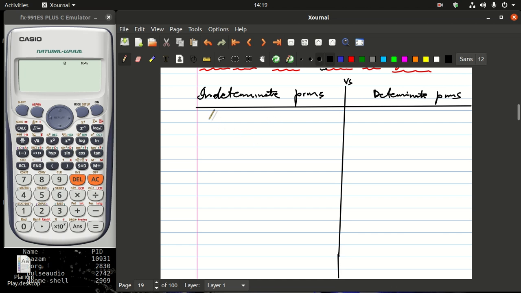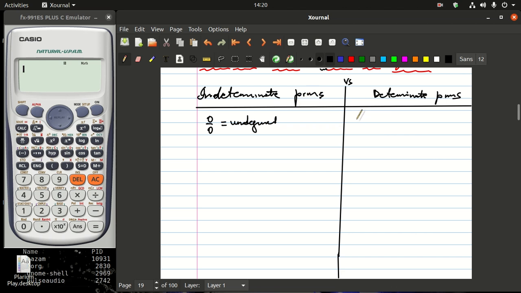Now, we talked about this and we said that if I have 0 over 0, this one here is always undefined. So because this one is undefined, we said that it is an indeterminate form.